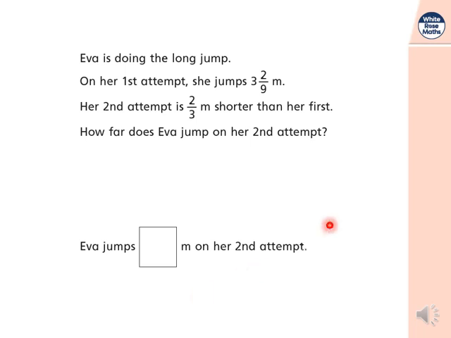So again, looking at the information, what can you find? We know that her first jump is 3 2/9 meters. Her second jump was 2/3 of a meter shorter. So what does that word tell you? Shorter. What language does that tell you need to do? And again, our denominators are not the same. So what else do you think you need to do in order to calculate this question? Pause the video and have a go.